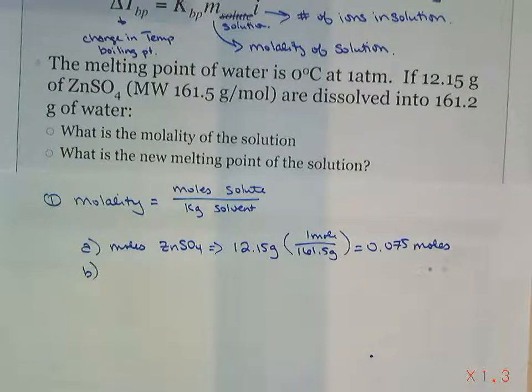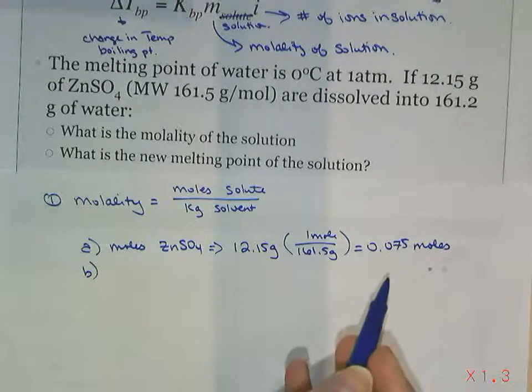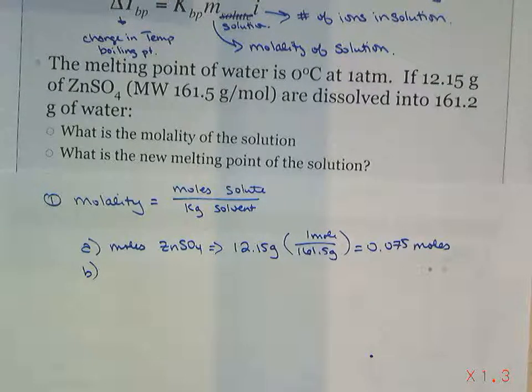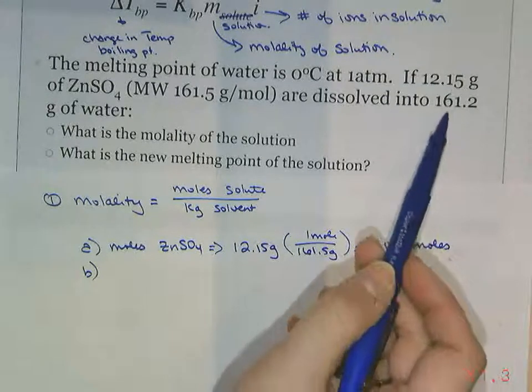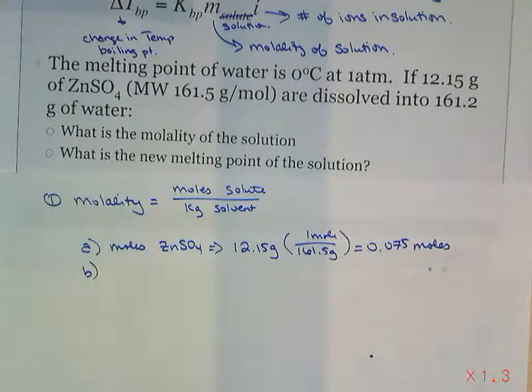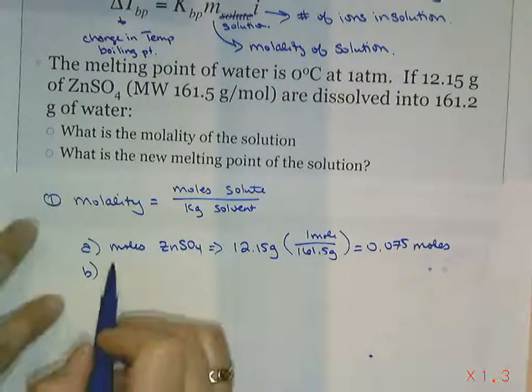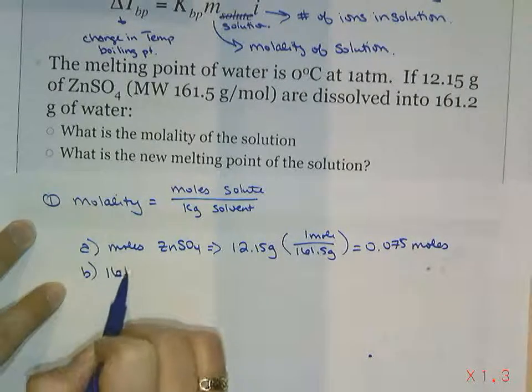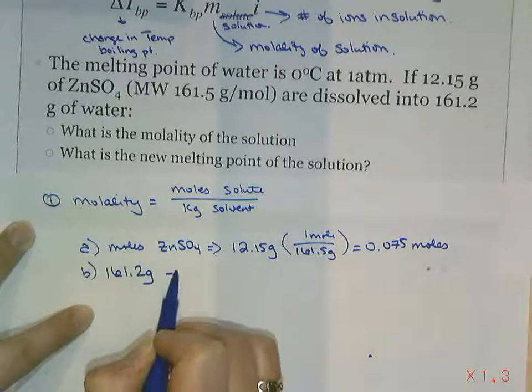All right, so then we figured out moles of solute. I know that this is 161.2 grams of water. What do you know about pure water that can help us turn grams into a mass? Grams is a mass, so do I have to do anything to it? I need to convert to kilograms, so I shouldn't have to do anything crazy to it. I just need to make sure I'm in kilograms.